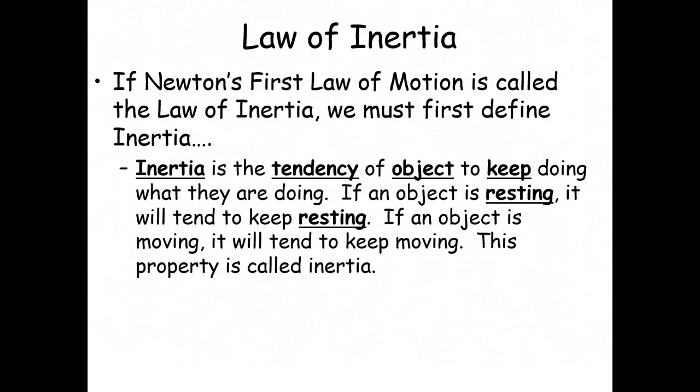If Newton's first law of motion is called the law of inertia, we must first define inertia. Inertia is the tendency of objects to keep doing what they are doing. If an object is resting, it tends to keep resting. If an object is moving, it tends to keep moving. This property is called inertia.